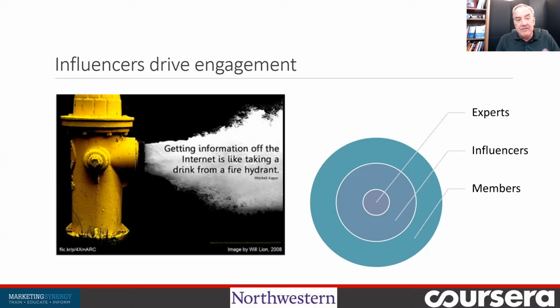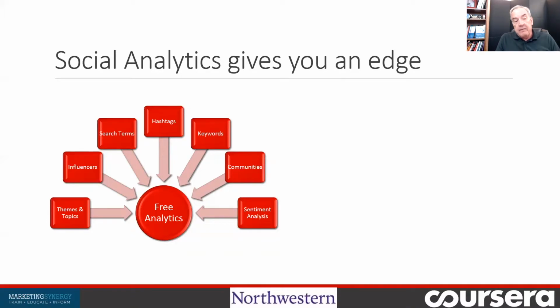And so a key concept we have is getting information off the internet is like taking a drink from a fire hydrant. What people are looking for is someone to filter through the content that's out there and focus them on the ones that are most meaningful for them. And so what we do is we give you tools that allow you to identify the themes and topics being discussed by your markets. Who are the influencers at the core of those conversations? What are the search terms people are using? Because we'll use that for keywords. What hashtags are they using? That's how communities link together. What are the keywords that they're searching for? Where are the communities that are important? And how do you figure out sentiment? And so we give you tools and videos to allow you to do this in whatever market you want.